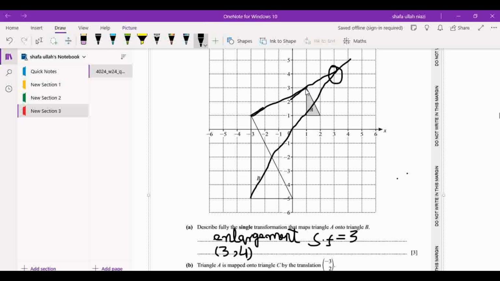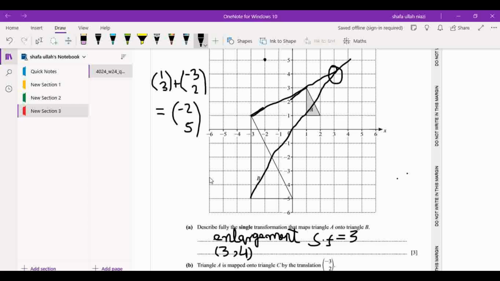This point is actually 1, 3, so its image will be 1, 3 plus the translation vector. Translation vector is given as -3, 2, so add them, and this will give you -2, 5. So -2, 5 is the image of this edge. -2 here and 5 here, so this point is the image.